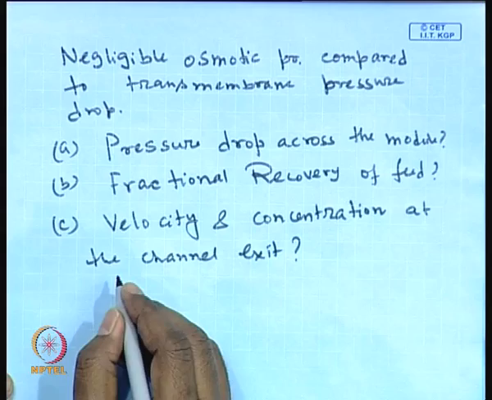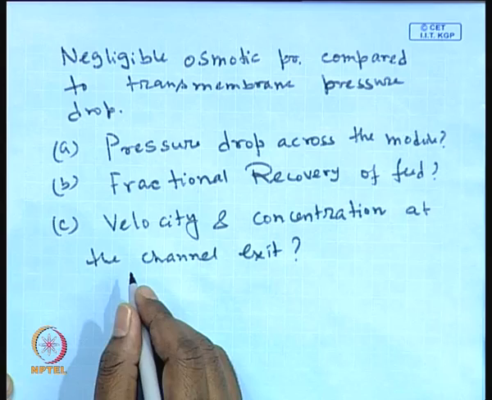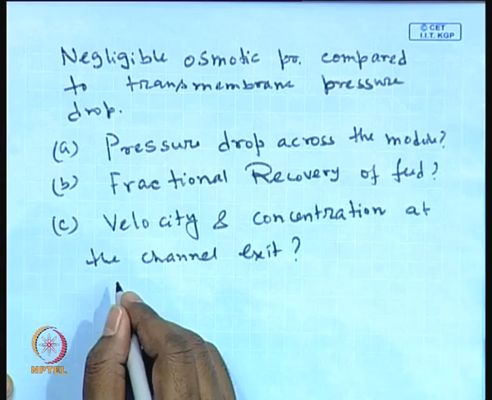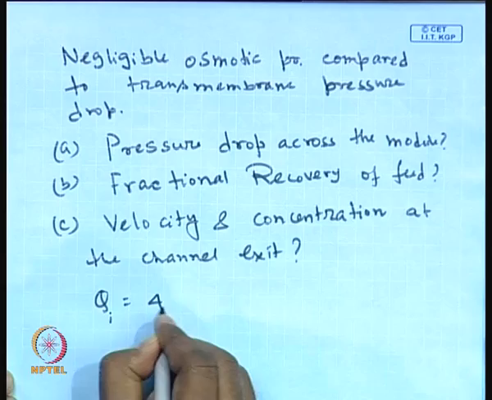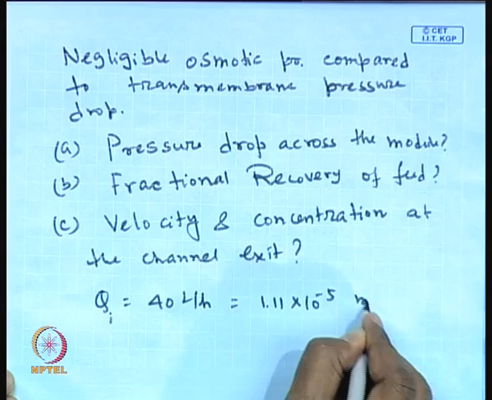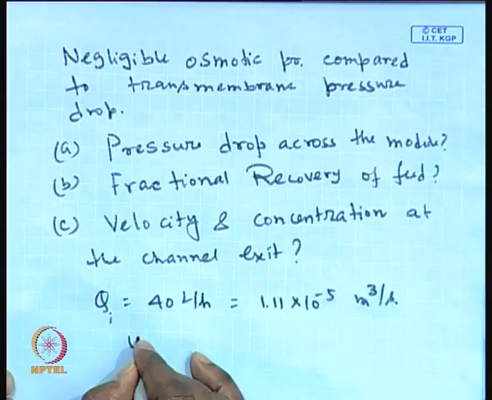At a channel exit. Okay, so we have different quantities. Delta P I is 5 × 10⁵ Pascal, width is 0.08 meter, half height is 10⁻³ meter, membrane permeability is given, Q at the inlet point is given as 40 liter per hour, it turns out to be 1.11 × 10⁻⁵ m³/s. So, you can find out the cross section average velocity at the entrance of the channel or the module.